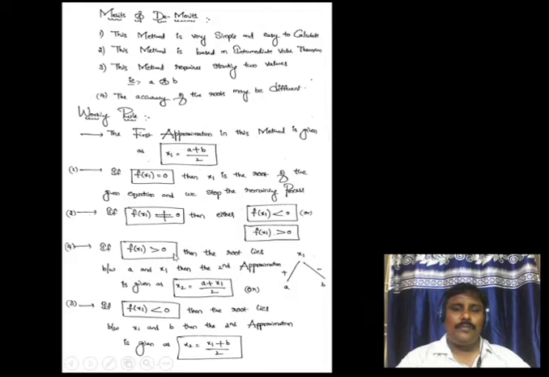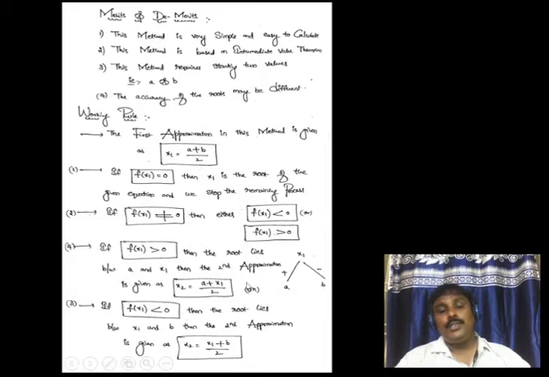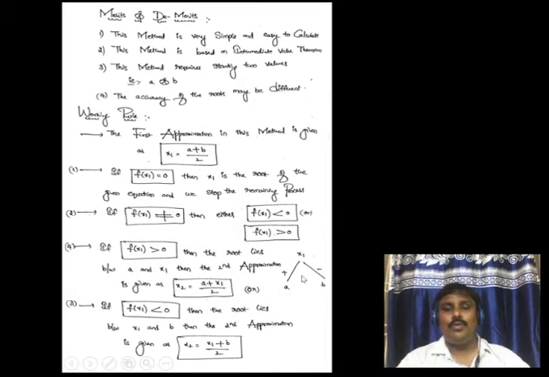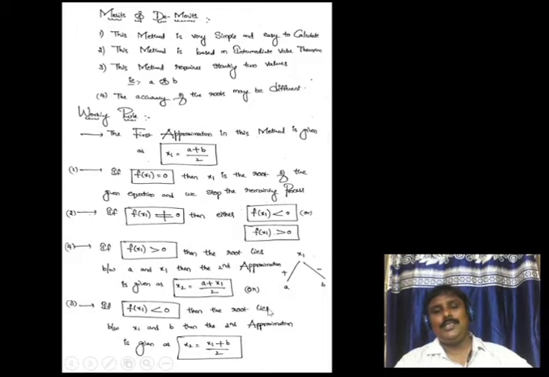Suppose f of x1 is greater than 0, then the root lies between a and x1. Then the second approximation formula is x2 equal to a plus x1 by 2. Suppose, if f of x1 is less than 0, then the root lies between x1 and b. Then the second approximation is x2 equal to x1 plus b by 2. So this is the working rule of the bisection method.